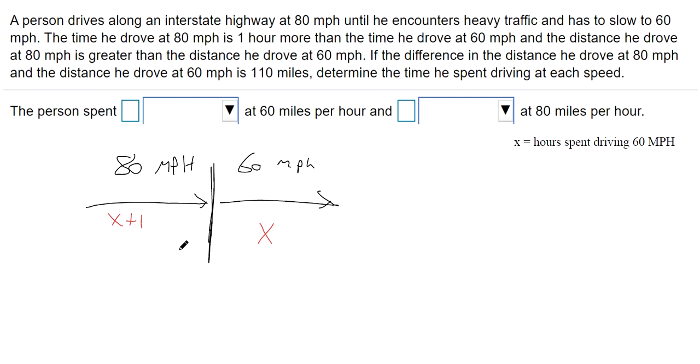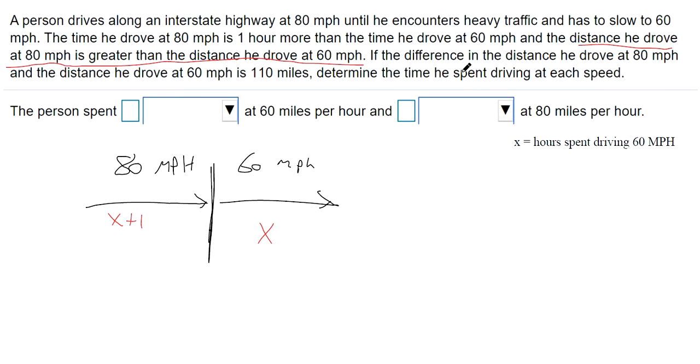They also tell us that the distance that he drove at 80 miles per hour is greater than the distance he drove at 60 miles per hour. It doesn't tell us by how much it's greater than, so there's not really any math we can do here. We'll just want to maybe underline the sentence to check our work. The distance driving at 80 miles per hour is greater than the distance drove at 60 miles per hour.